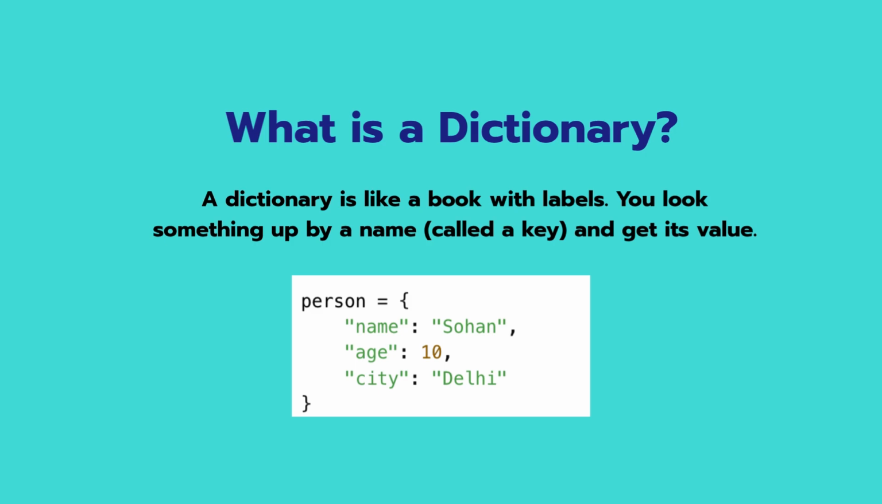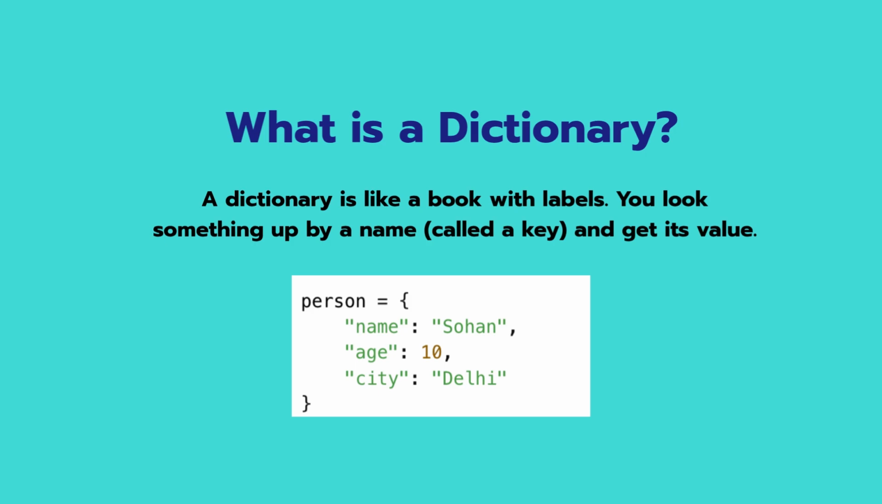You look something up by a name called key and get its value. So you can get anything out of it using a key. This is an example of what a dictionary looks like. If you have ever worked on TypeScript or JavaScript, it's like a simple object. In Python we call it a dictionary. Here I have a person dictionary, and inside the person I have name, age, city.